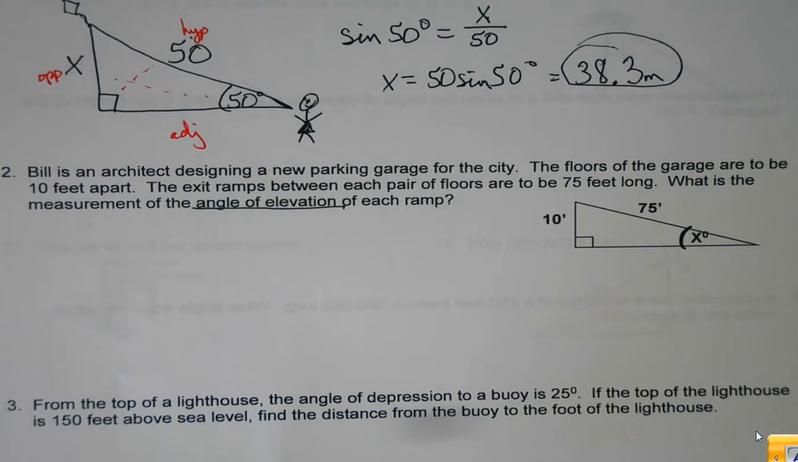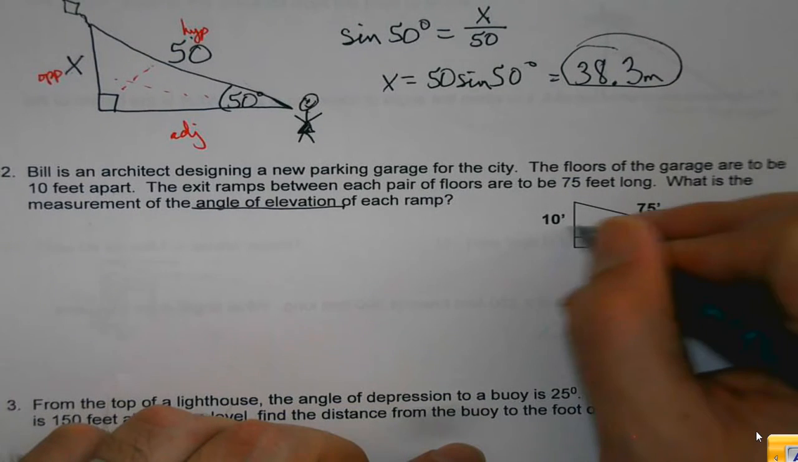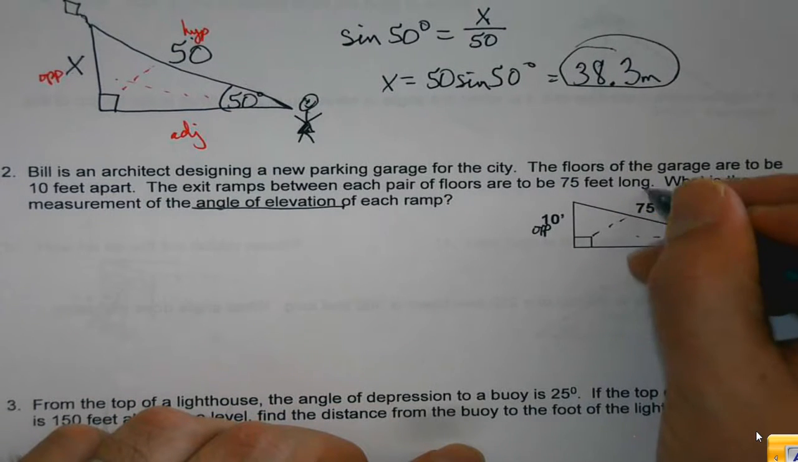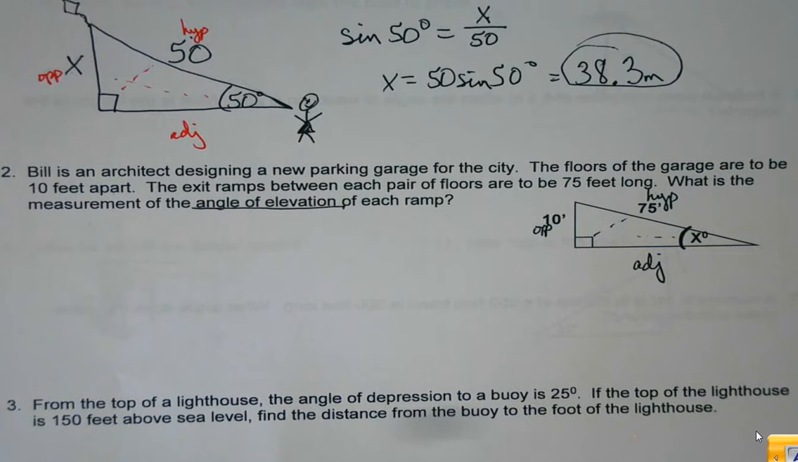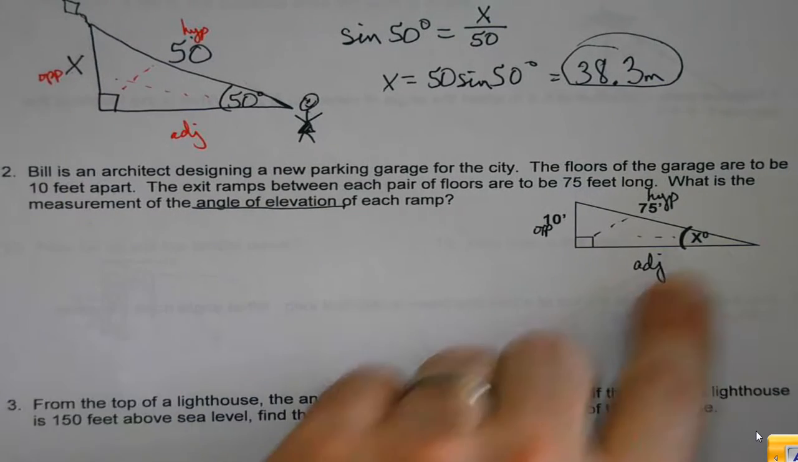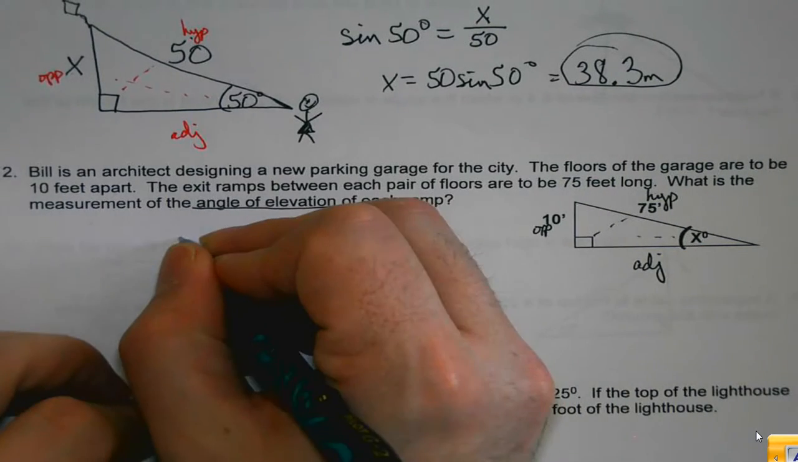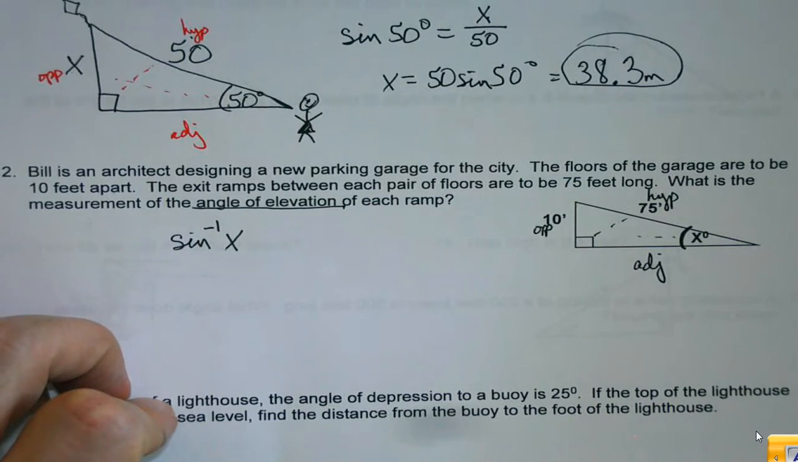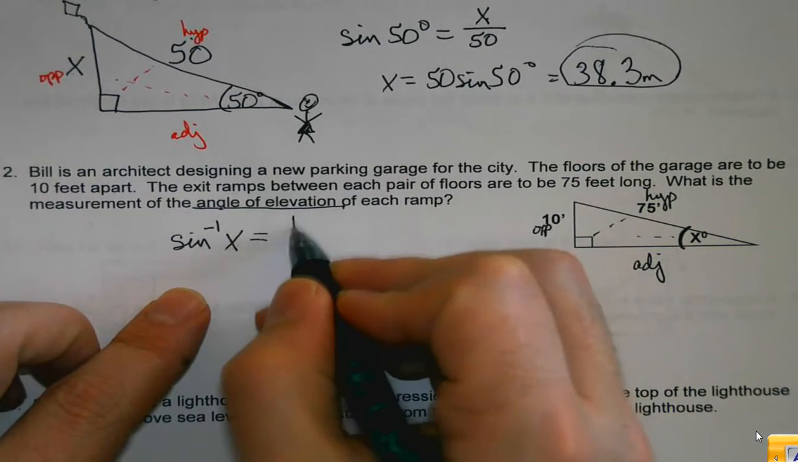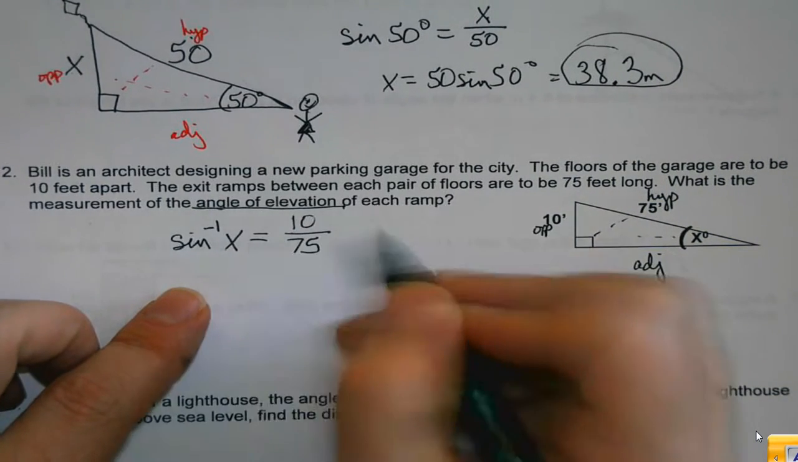So, let's see here. Label all my sides. And I notice once again, similar to the last one, I have opposite and hypotenuse. I have O and H, so I'm going to be using sine again. But the difference is this time, I'm not looking for a side, I'm looking for an angle. And we'll talk again in a second here about what that little -1 is. But again, order matters. Opposite over hypotenuse.